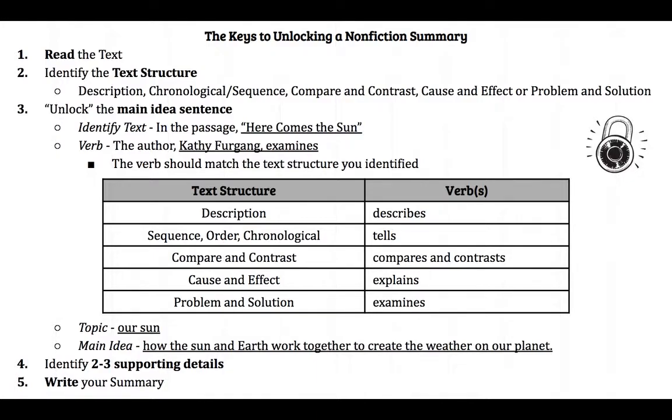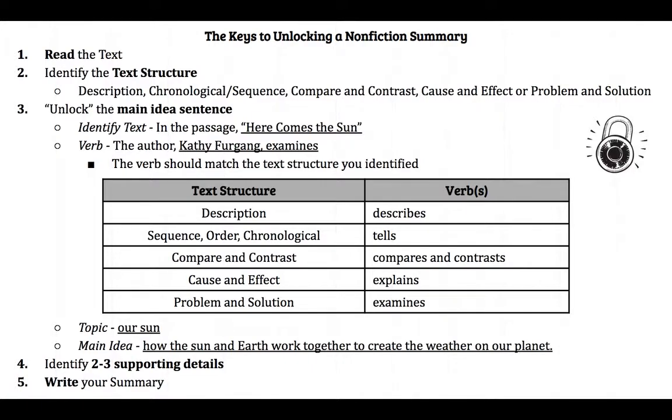So when we write the summary, we need to read the text. We just did that. Then identify the text structure. Is this description, chronological and sequence, compare and contrast, cause and effect, or problem and solution? Then we unlock the main idea sentence. We identify the text. In the passage, "Here Comes the Sun," we use a verb. The author, Kathy Furgang, examines, and the verb should match the text structure that we have identified. Then we state the topic, our sun, and the main idea, how the sun and earth work together to create the weather on our planet, and then we use two to three supporting details to write our summary.